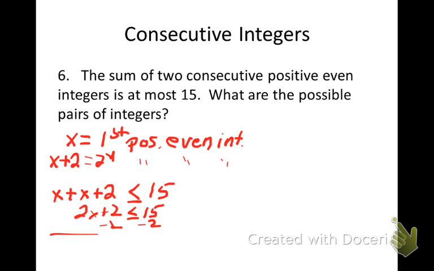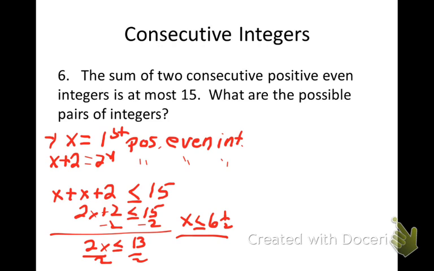Subtract 2. 2x is less than or equal to 13. Divide by 2, and I get that x must be less than or equal to 6.5. Now this is why it's so important to define your variable, because we have to go back and see what the variable must be. So the variable must be less than or equal to 6.5, but it also must be that thing up here, a positive even integer.